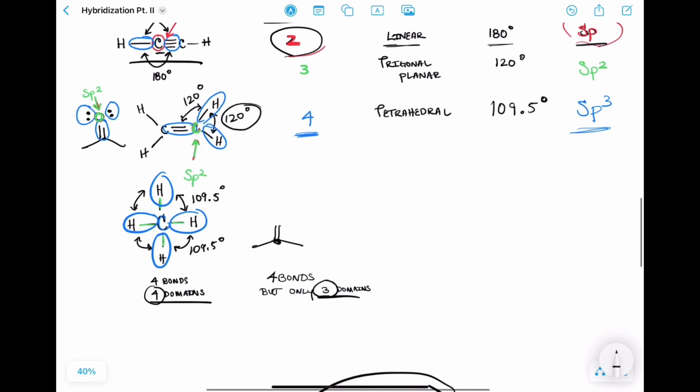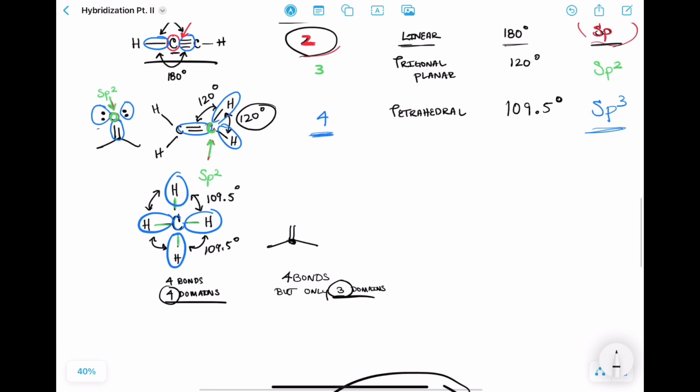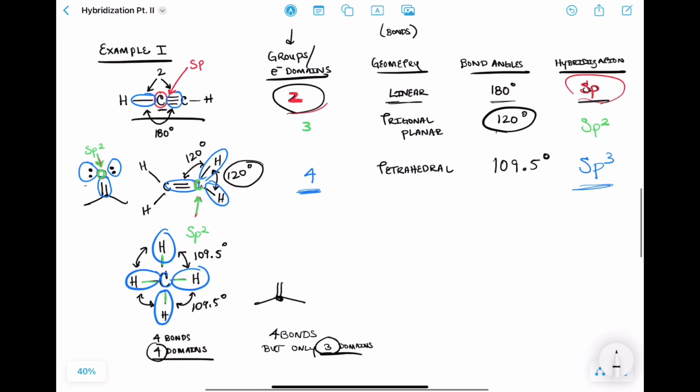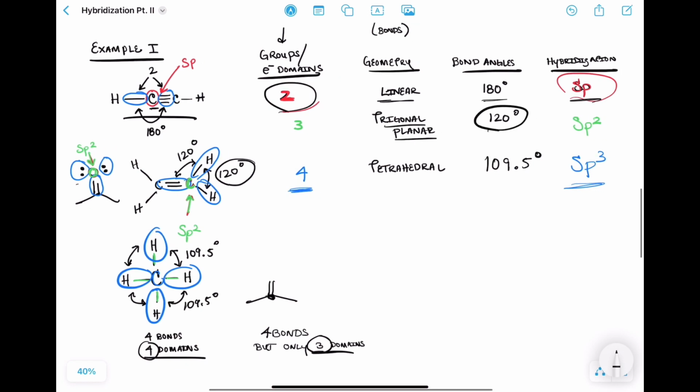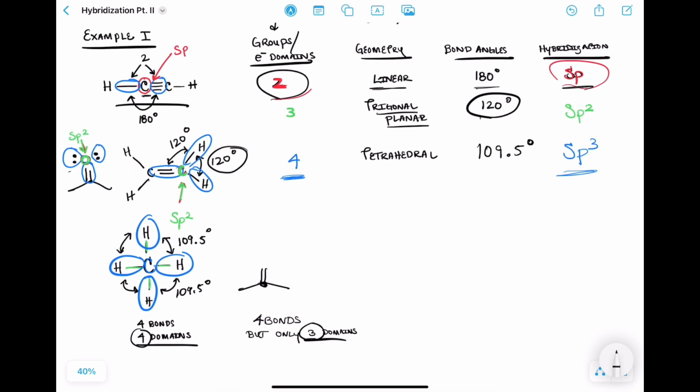Now, on the next example, we see carbon and oxygen, both in green, have essentially 3 domains around them. Oxygen has 2 lone pair domains and then a double bond domain for a total of 3. 3 domains means we're going to have 120 degree separation. It's going to be called trigonal planar. And then lastly, we'll have sp2 as the hybridization.